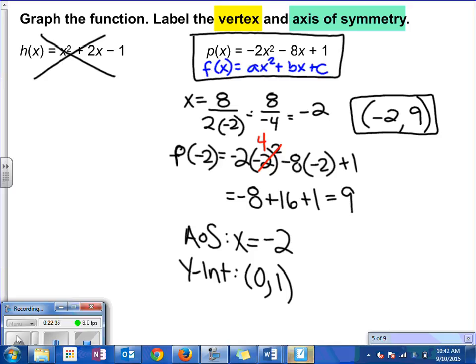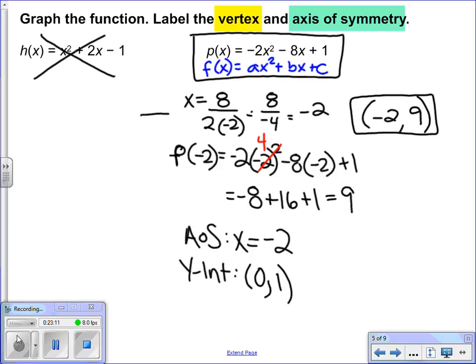To get 9, so this is finding the y-coordinate of my vertex. I had done the opposite of b over 2a to get the x. And anytime you know x and want to find y, you take that and you plug it in. So I went back up to p of x, and you can see I'm plugging negative 2 in everywhere I see x. Okay, so are we in agreement that at this stage we're saying x is negative 2? Yeah. We're all okay with that.